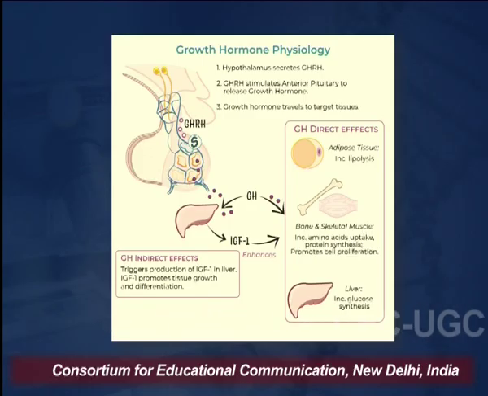Then there is an indirect pathway where the human growth hormone affects the liver, or basically the release of insulin growth factor 1, and this insulin growth factor in turn influences various functions, again enhancing the functions of what we have talked about here. So the growth hormone can directly influence the target organs, or it can also work through the pathway of IGF-1, which is the insulin growth factor 1.